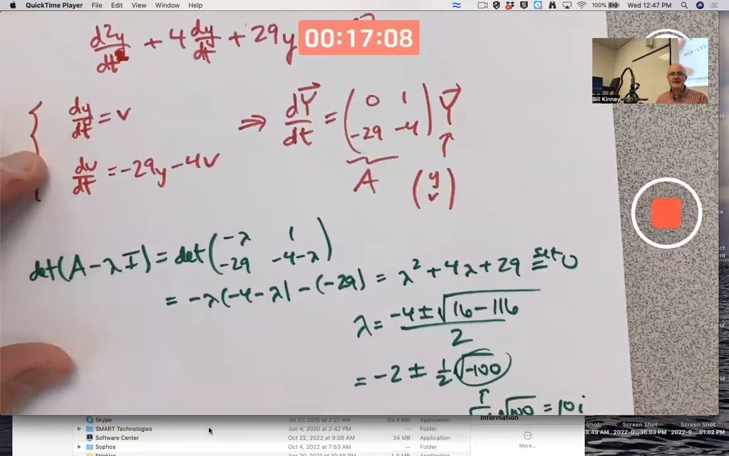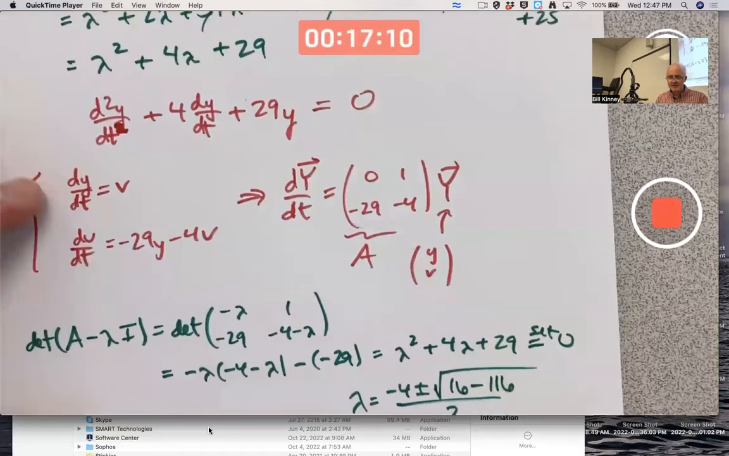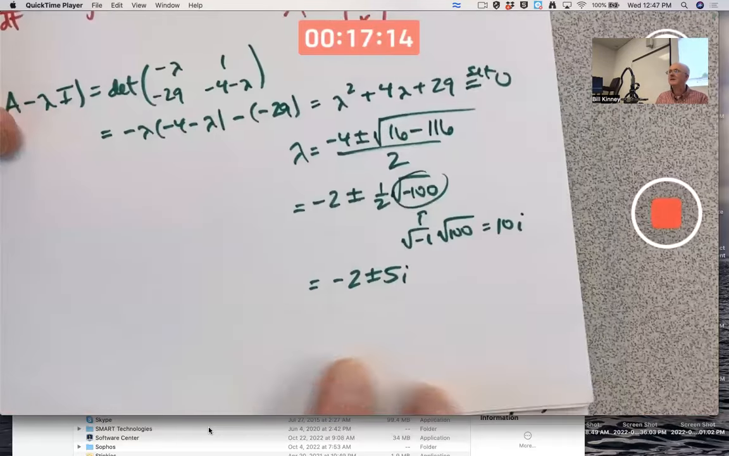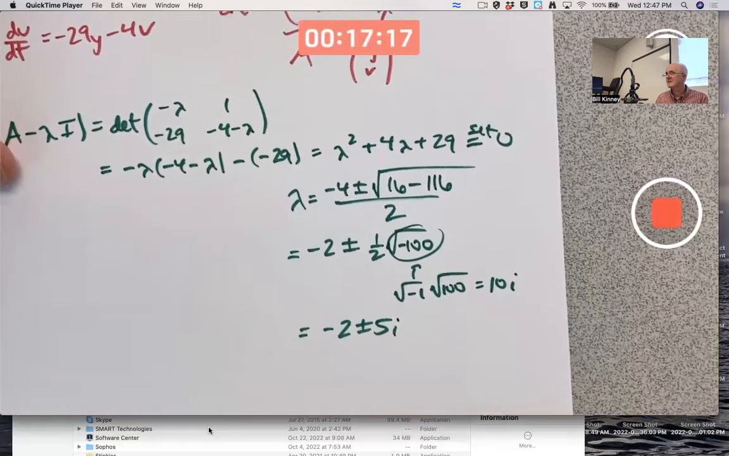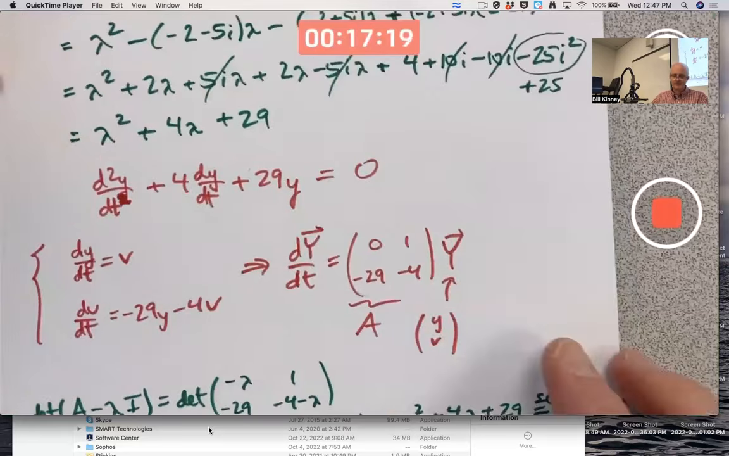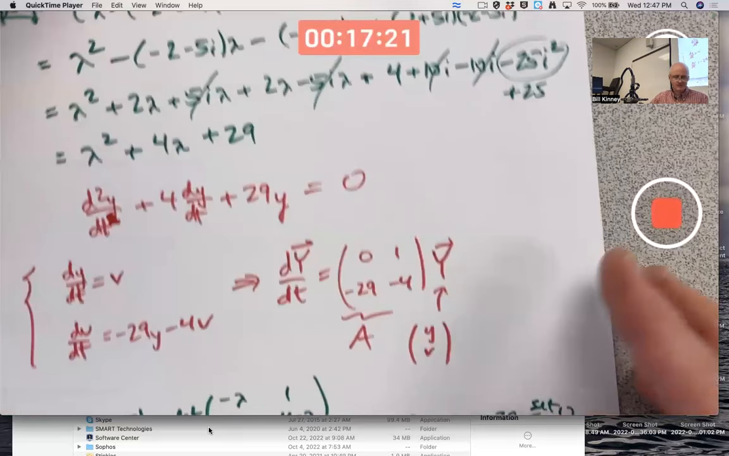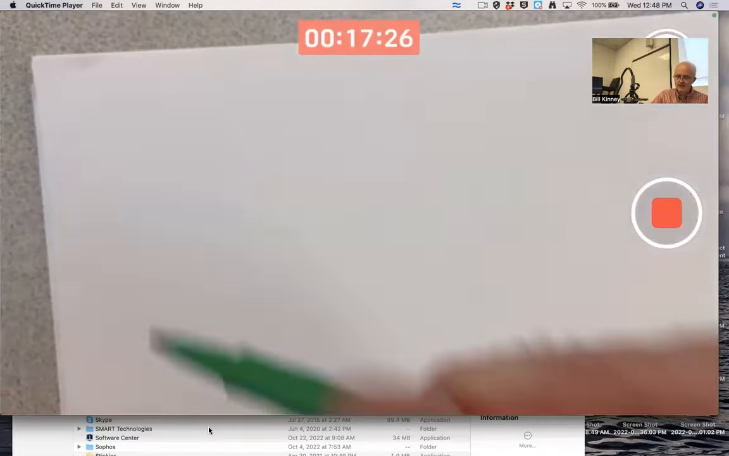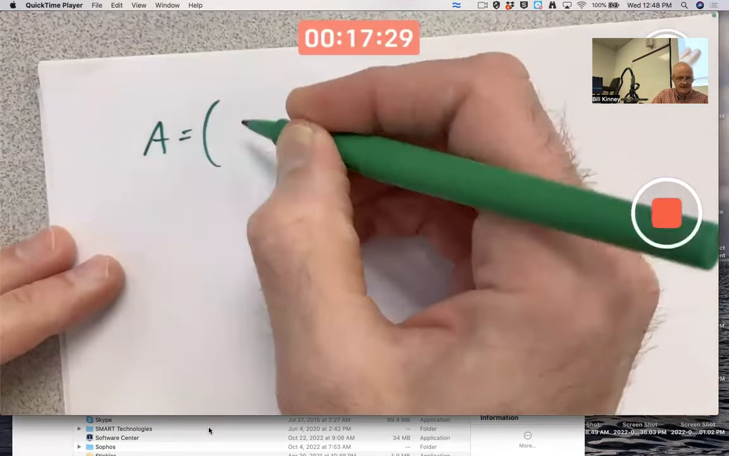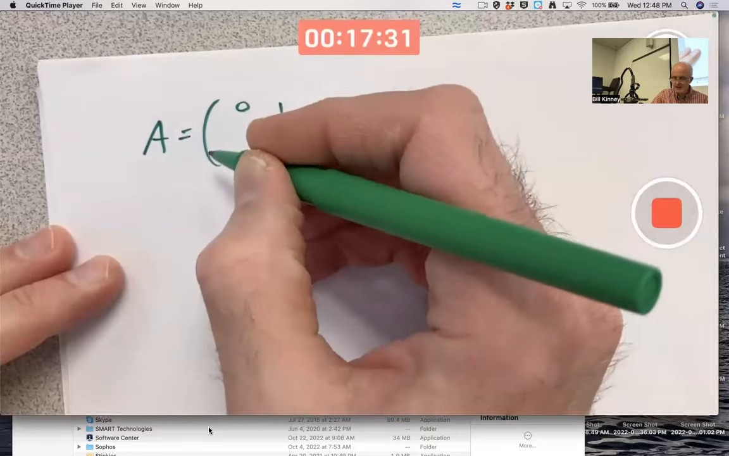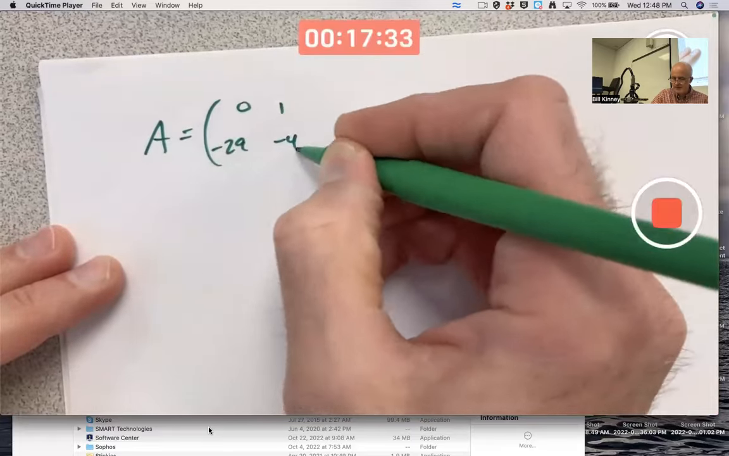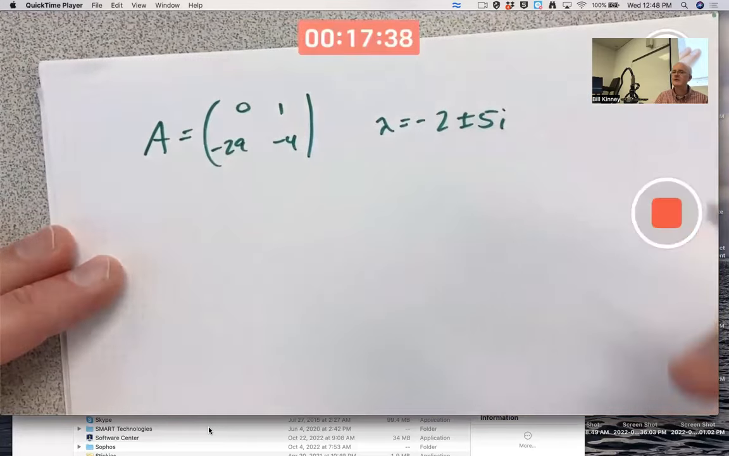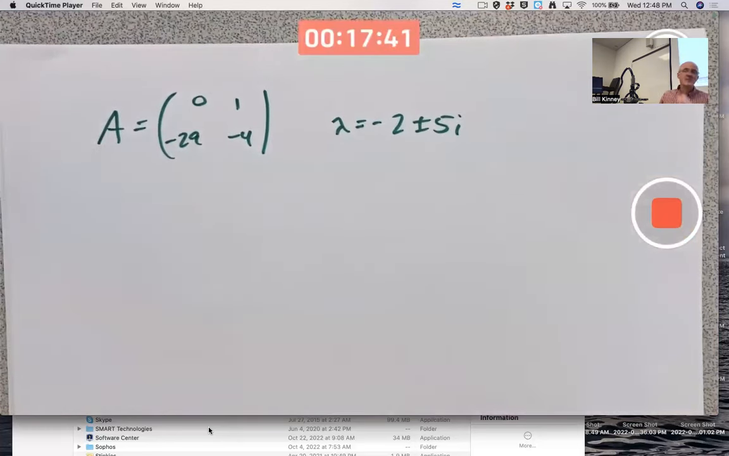Okay, so I've created a system, both a second order equation and a system that has complex eigenvalues. What about the general solution? Let me rewrite the matrix down. A is 0, 1, negative 29, negative 4. The eigenvalues we found are negative 2 plus or minus 5i, because that's the way we constructed it.